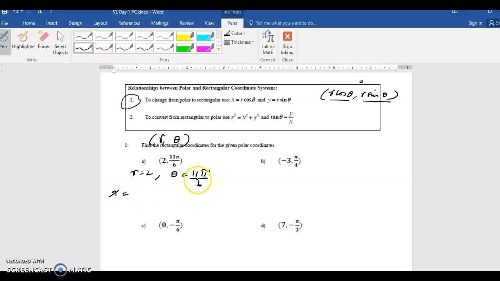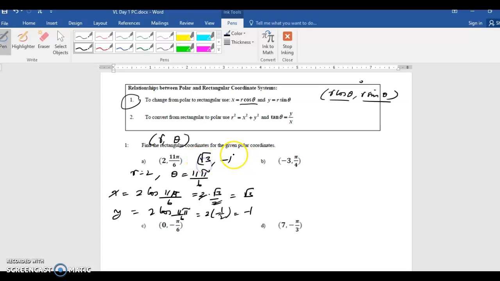So, x coordinate would be r cos theta, isn't it? So it means 2 times cosine 11 pi over 6, which is square root of 3 over 2. Because this is going to be in the fourth quadrant, it's positive. So it's just root 3. And y is 2 sine 11 pi over 6, which is a negative half. So 2 times negative half, which is negative 1. So the rectangular coordinates are root 3 and negative 1.